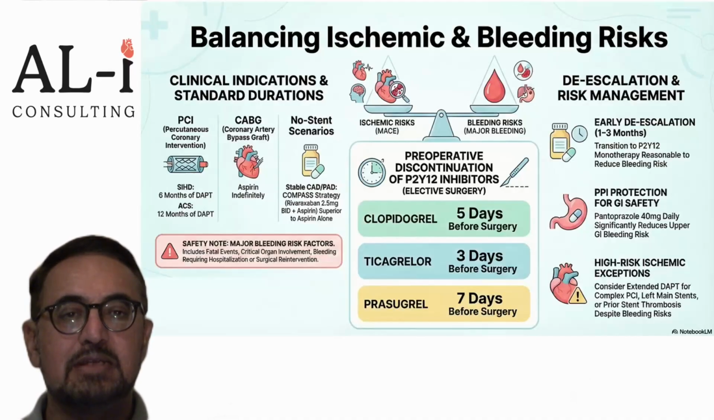There are certain high-risk ischemic patients in whom we have to consider continuing DAPT longer, if not lifelong. For example, left main stent, bifurcation stent, stent placed in the setting of acute coronary syndrome, stent length more than 5 centimeters, prior stent thrombosis.